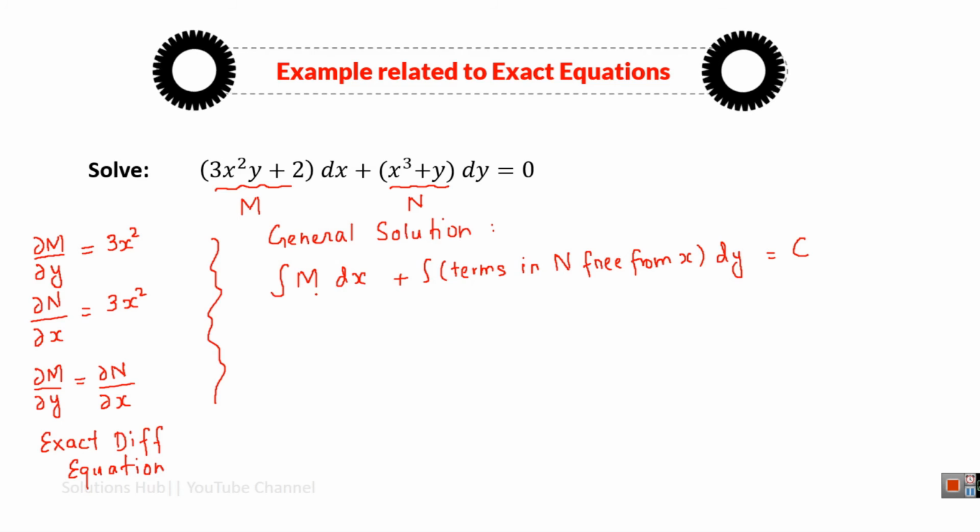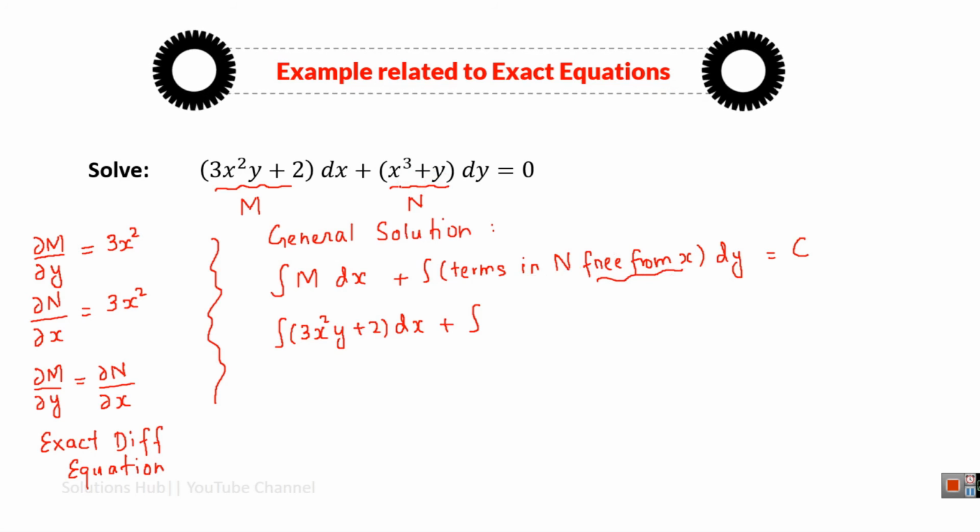So here we will write the function of M. The function of M is basically 3x square y plus 2. So we have to write here 3x square y plus 2 and dx, plus now we have to write the terms in N. It means we have to write down from this function N. What type of terms we have to write down? We have to write down those terms which are free from x, that don't contain x.